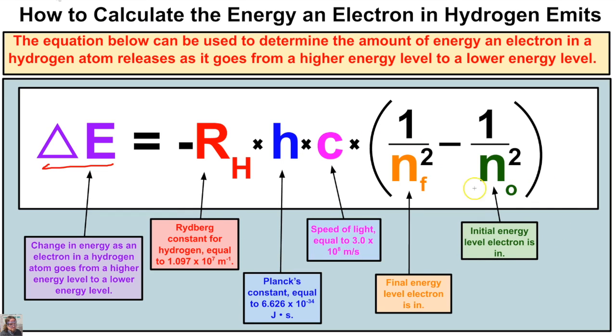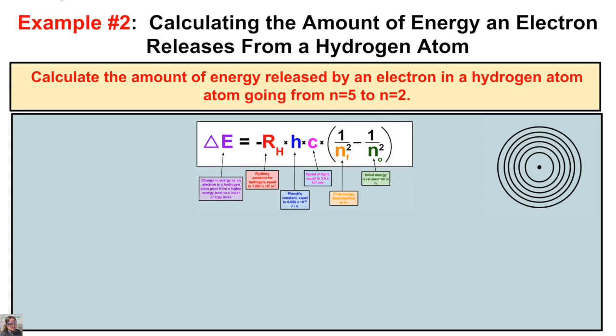So let's go ahead and apply this formula to an example problem. In this second example, it says to calculate the amount of energy released by an electron in a hydrogen atom going from n equals 5 to n equals 2. So we have an electron in a hydrogen atom. Let's suppose this is an atom of hydrogen. And it looks like initially the electron here is in the fifth principal energy level. So the initial principal energy level that this electron is in is 5.